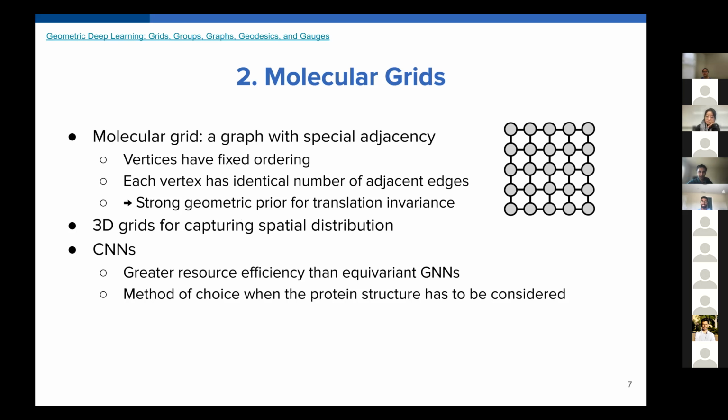In particular, we use CNNs for tasks on molecular grids. They're generally more resource efficient compared with equivariant GNNs. Because of that, CNNs are the method of choice when protein structures have to be considered, because protein structures are usually large, and equivariant GNNs are usually applied onto smaller molecules with fewer than approximately 1,000 atoms.